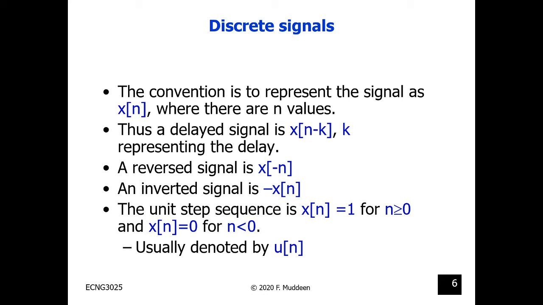And finally, the unit step sequence is 1 for any index n of 0 and anything greater. And for n less than 0, the values are just going to be 0. And this signal is denoted as u of n.